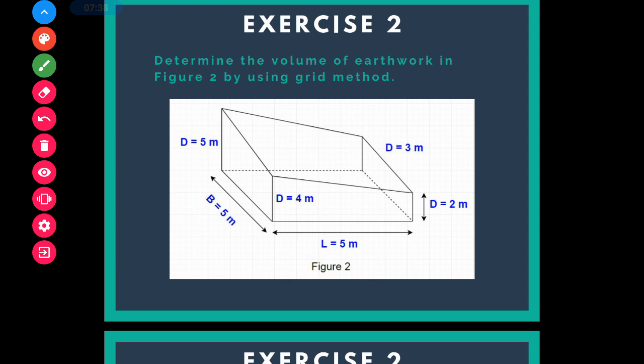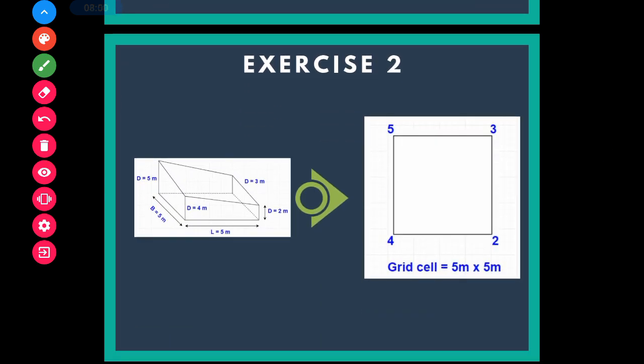The question for exercise 2: determine the volume of earthwork in figure 2 by using the grid method. So as you can see, now the depth at each corner is different, right? And if you are going to apply the grid method, we need to convert it into the grid cell. So here we put the value of depth.